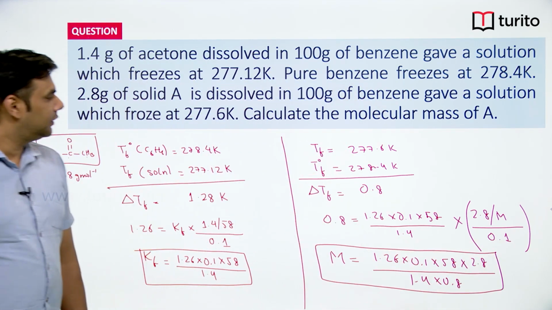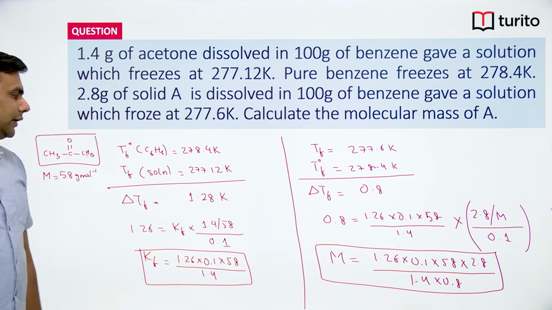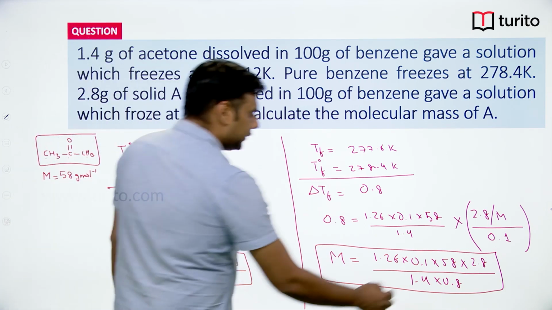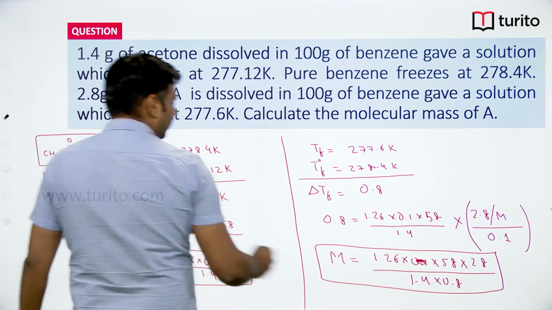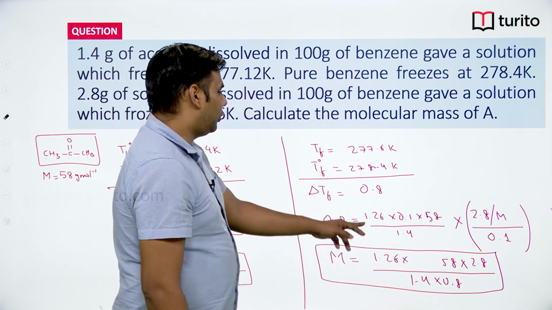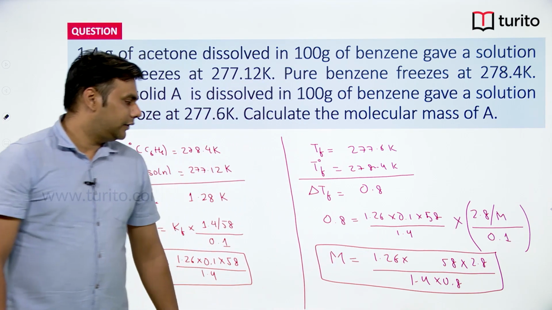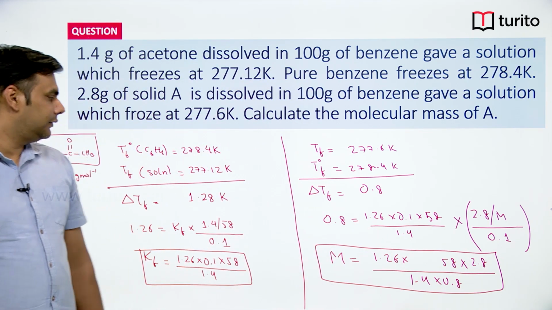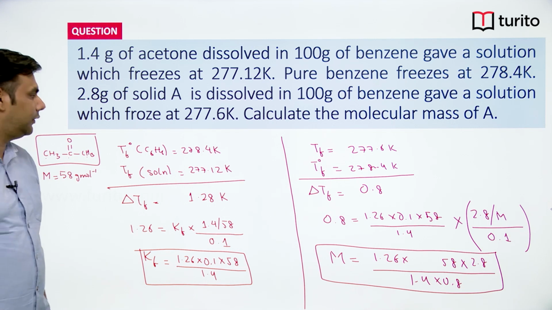Okay, so you can just see, it's again a little calculative question, but it is simple. We have just cancelled out 0.1 with 0.1, so this term won't be there. So 1.26 into 58 into 2.8 divided by 1.4 into 0.8. So you can calculate this, you will get the answer. Okay, so hope this is clear to everyone.